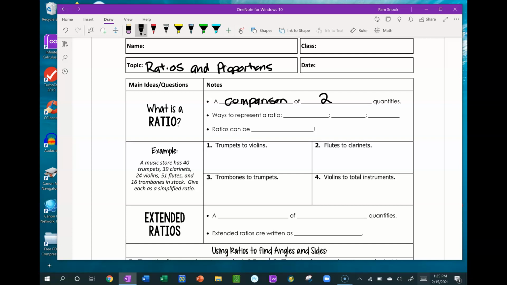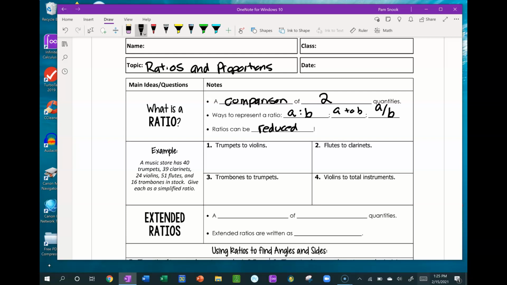And there's three ways that we can write a ratio. We can write it as A to B with a colon. We can write it as A to B with words. We can also write it as a fraction, A over B. And because ratios are fractions, they can be reduced.